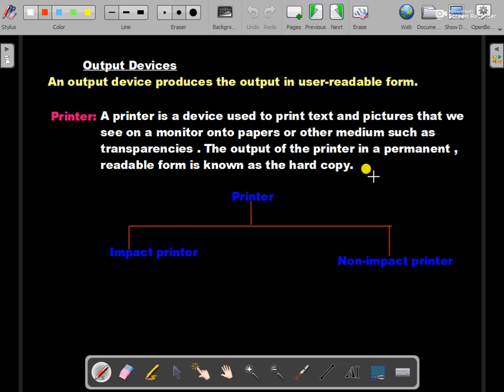Printers can be classified into two broad categories: impact printers and non-impact printers.